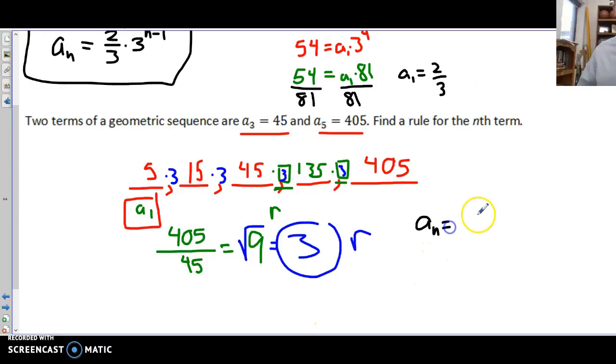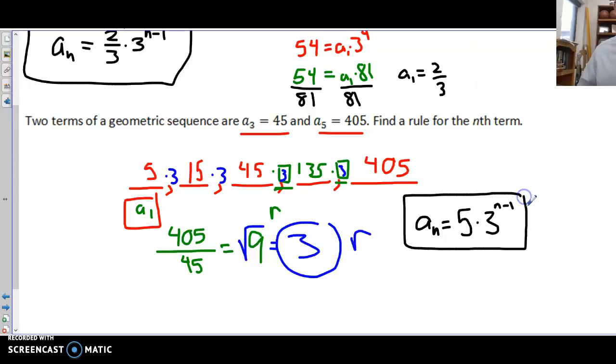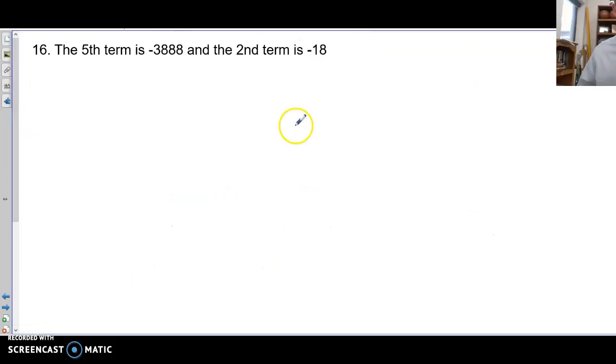Now that I've got those things, I could write my rule for my geometric sequence. It's going to be a sub n equals the first term 5 times the common ratio raised to the n minus 1 power. Now again, there's another way to do that using systems of equations, and we can talk about that, but it can be a little bit tricky. I think this is going to make sense for more of you than not. Okay? Let's do one more example like that.